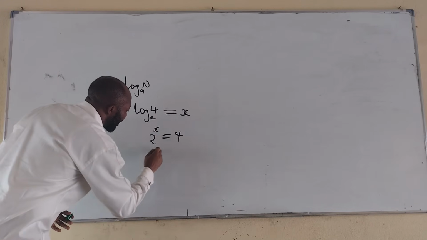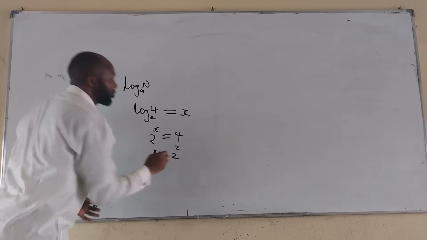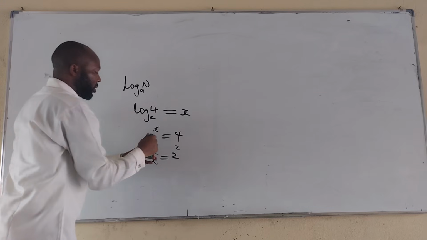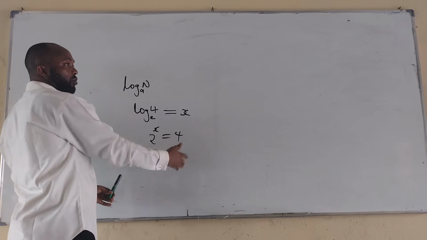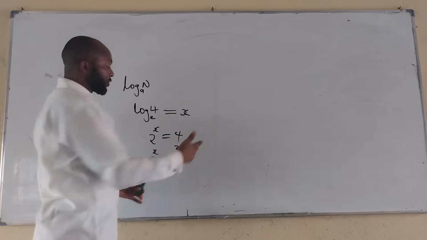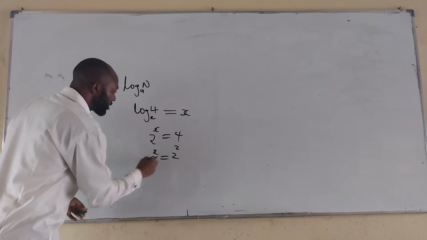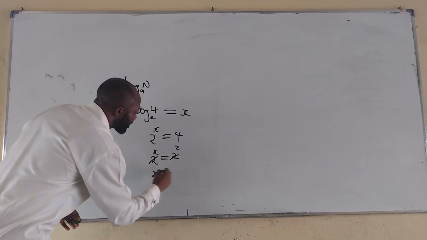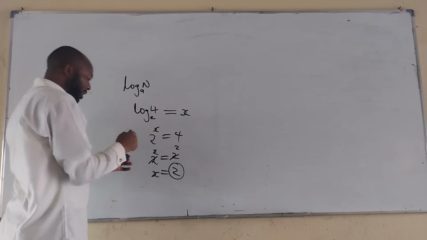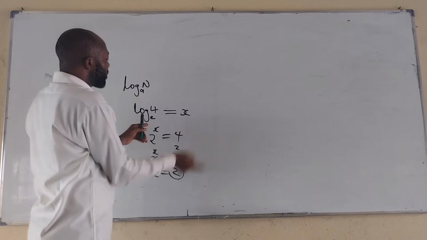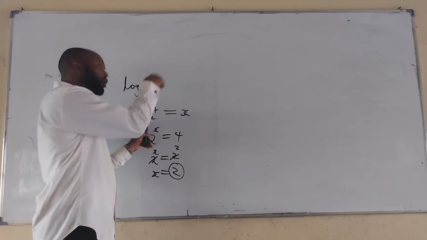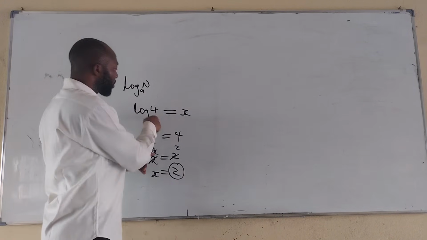Therefore, 2 raised to the power x is equal to 2 raised to the power 2, because 4 is the same thing as 2 raised to the power 2: 2 times 2 gives us 4. So if I cancel out the bases because they are equal, my x is equal to 2. It therefore tells you that the power at which 2 has to be raised to give us 4 is 2, because 2 raised to the power 2 is 4.